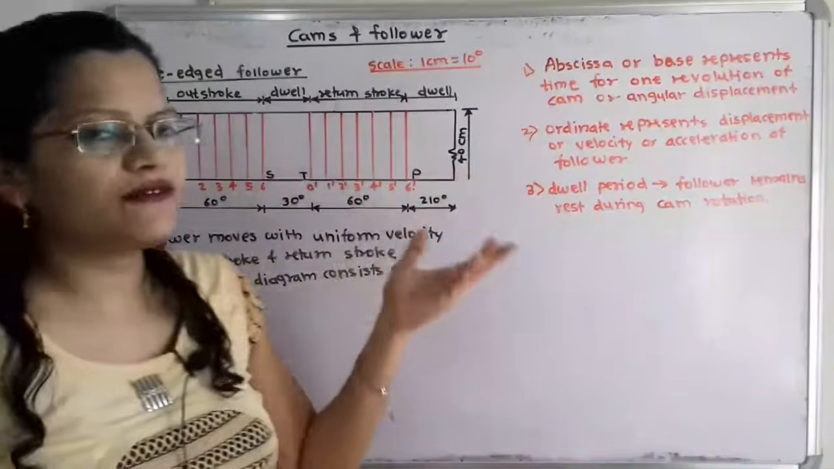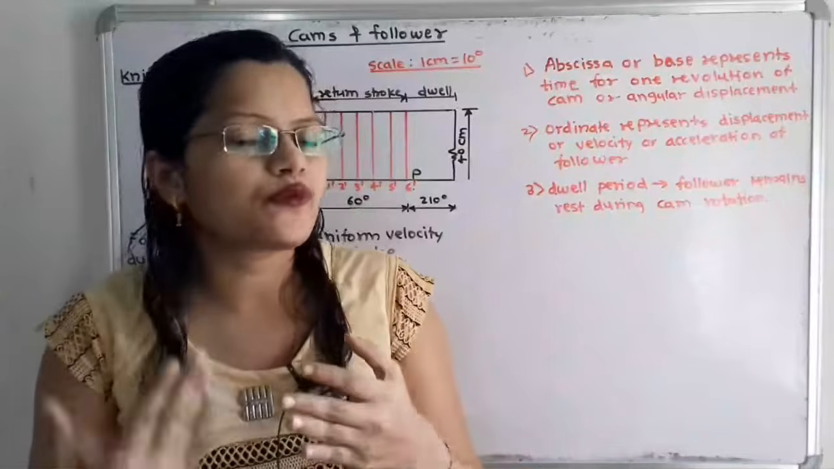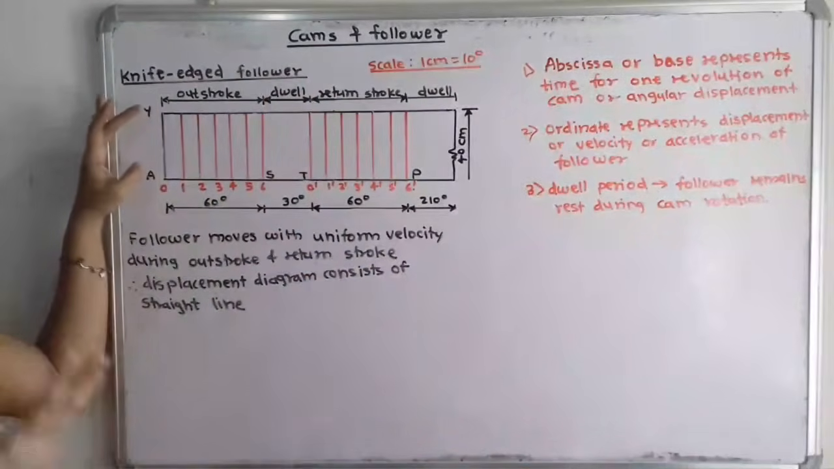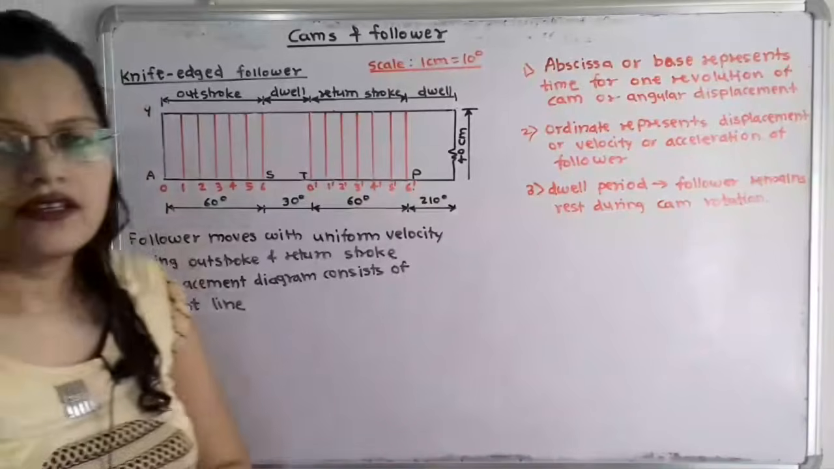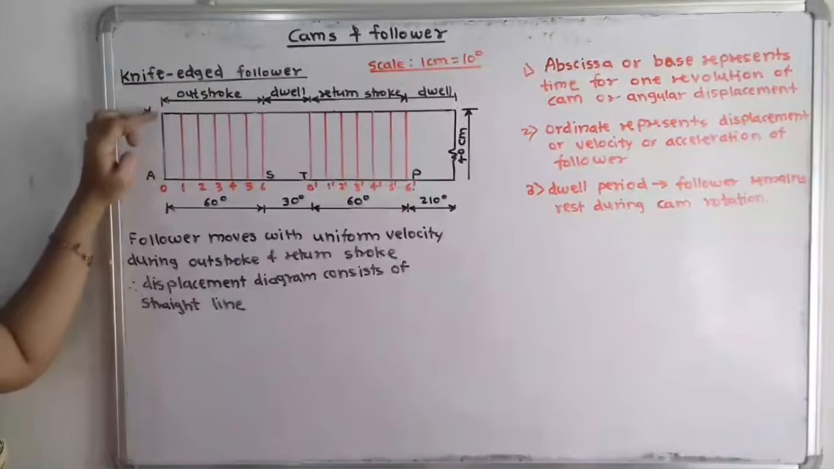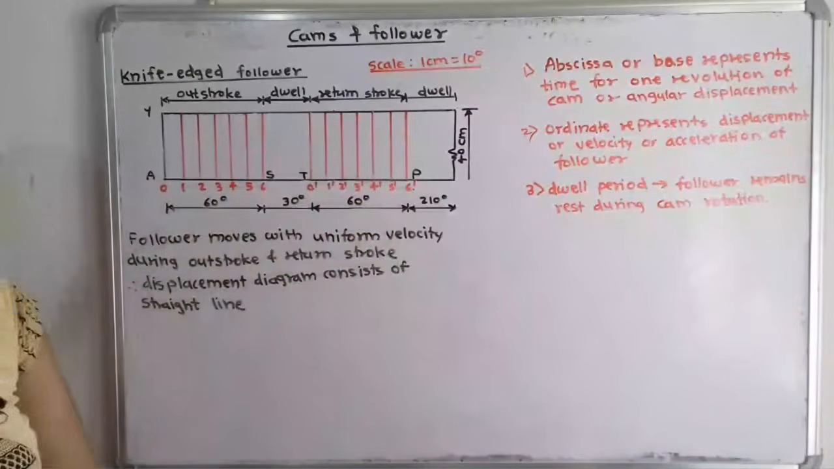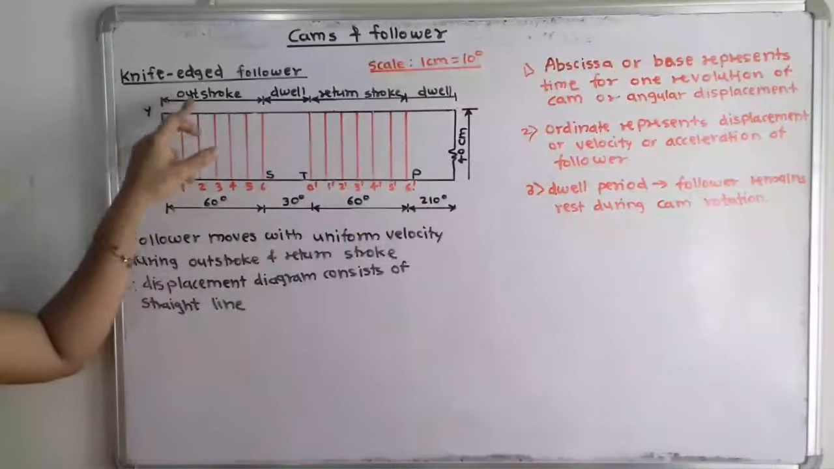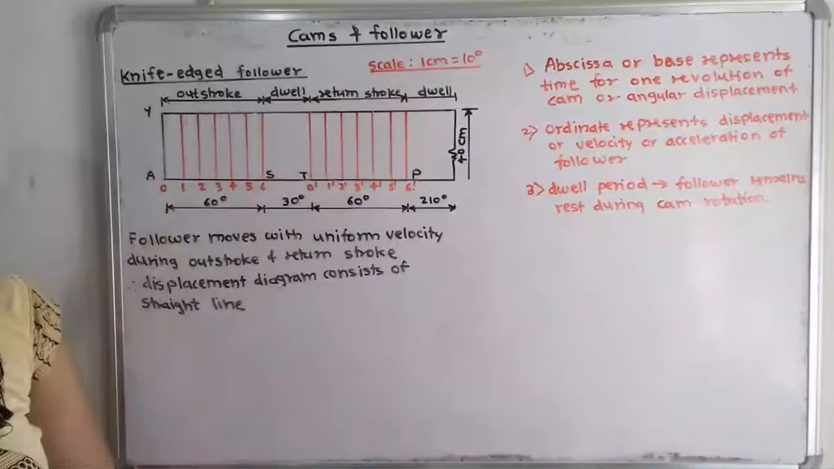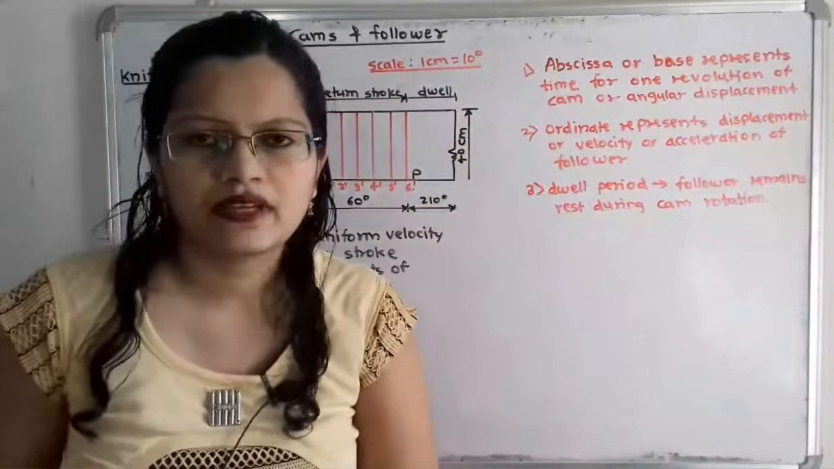According to scale we can use here 4 centimeter, or we can use scale 1:2 or 1:3. That means we can take this ordinate at 8 centimeter or 12 centimeter. This is the vertical line that we have to take, and we have to draw this graph. In this way we also have to note outstroke, dwell period, return stroke and dwell period. So in this way this graph is getting completed.